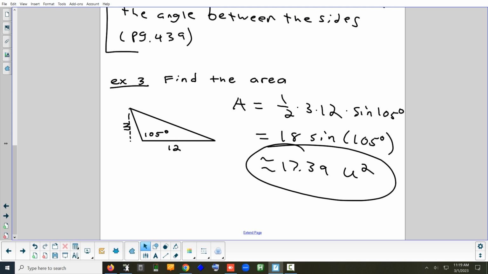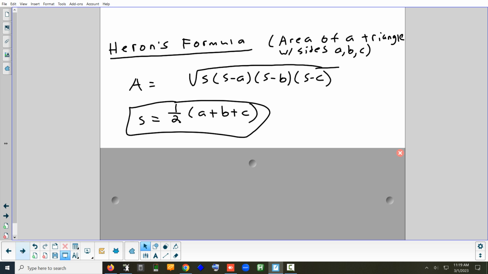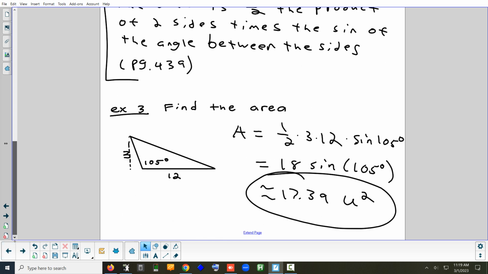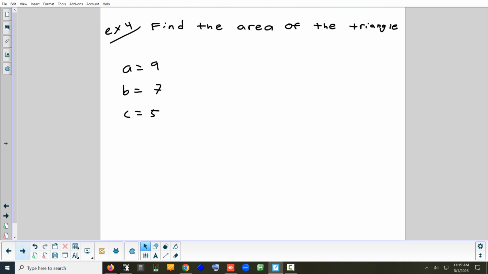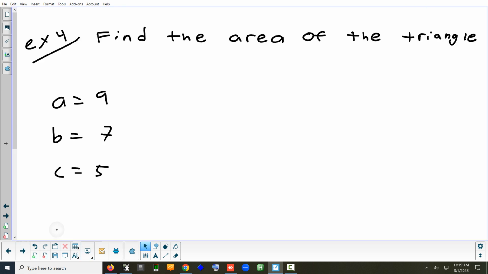Any question on finding the area? That's it for that formula. Okay, 1/2 the product of the two sides times the sine of the angle between them. Now, don't write this down yet because I'm going to show you how to do it. What's different about this problem?